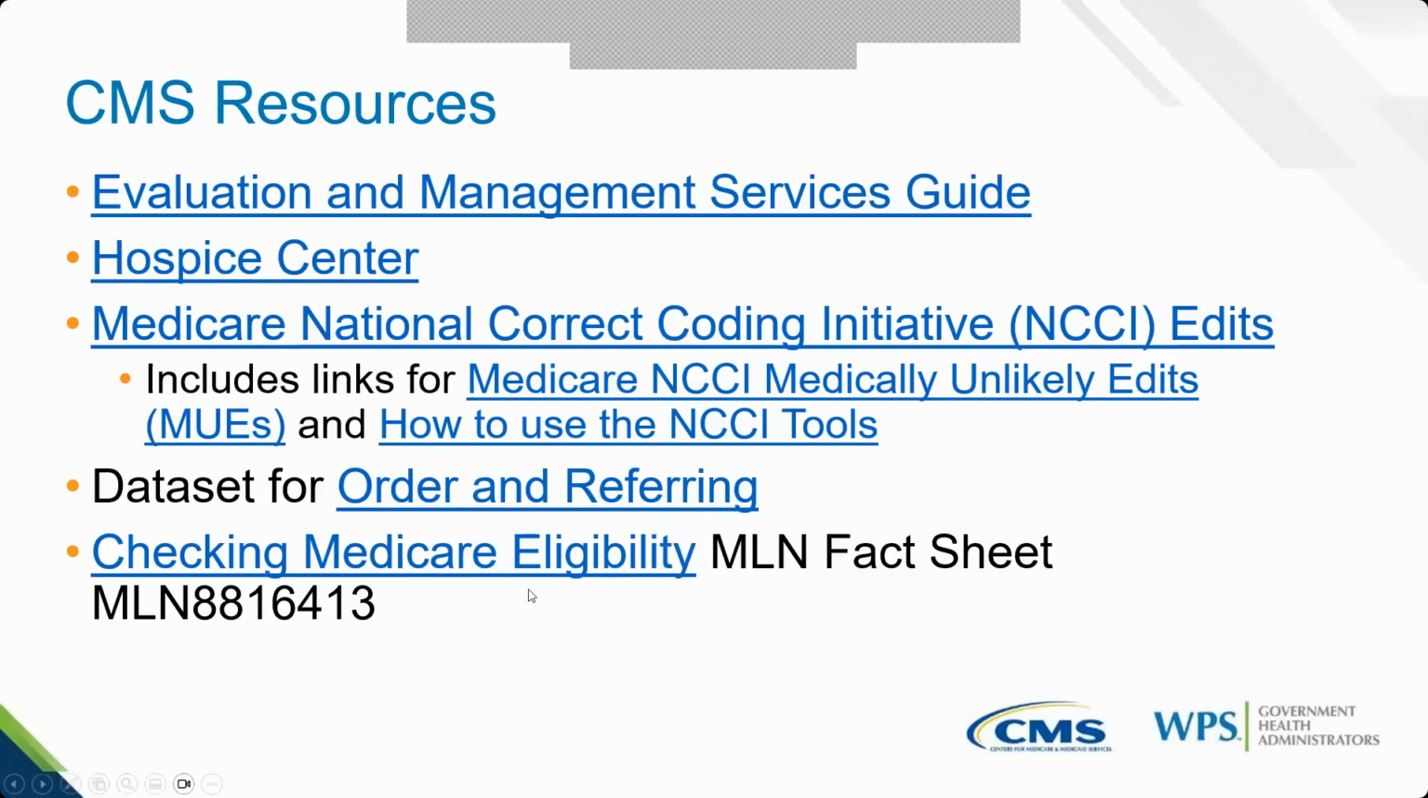I've also included a link to one of CMS's Medicare Learning Network fact sheets. The product number is MLN 8816413, and this is a CMS prepared publication fact sheet that talks about how to check Medicare eligibility. How to use our self-service tools would be something you'd look at on our website, because you'd be using our tool. But this just talks generally about checking Medicare eligibility and gives some tips.